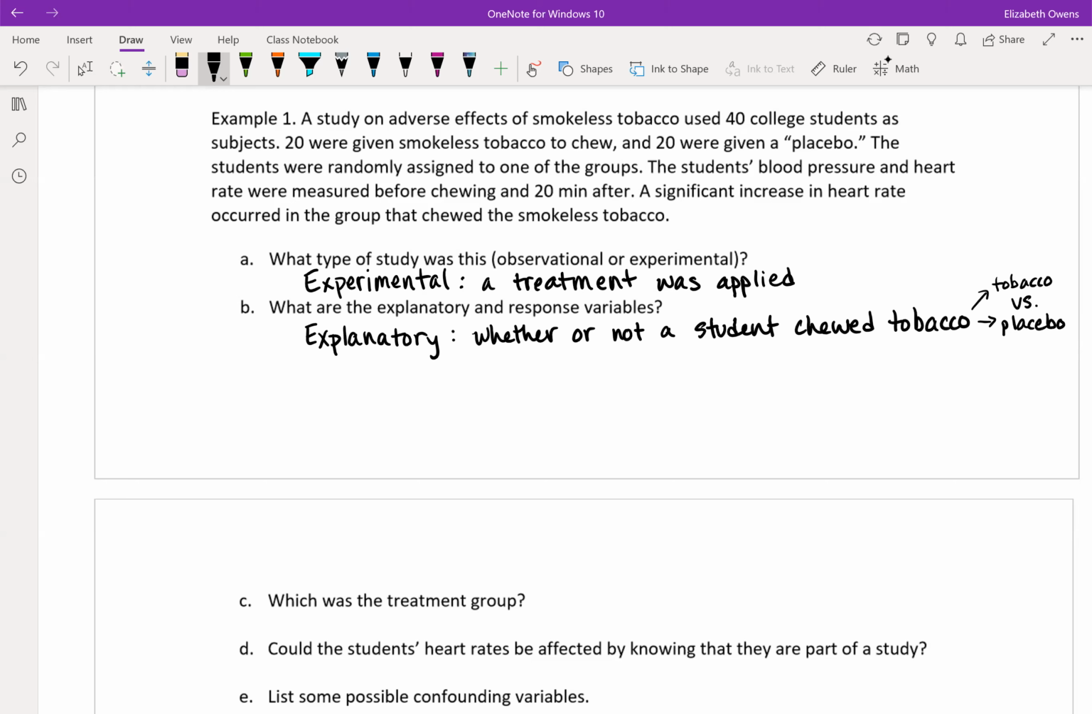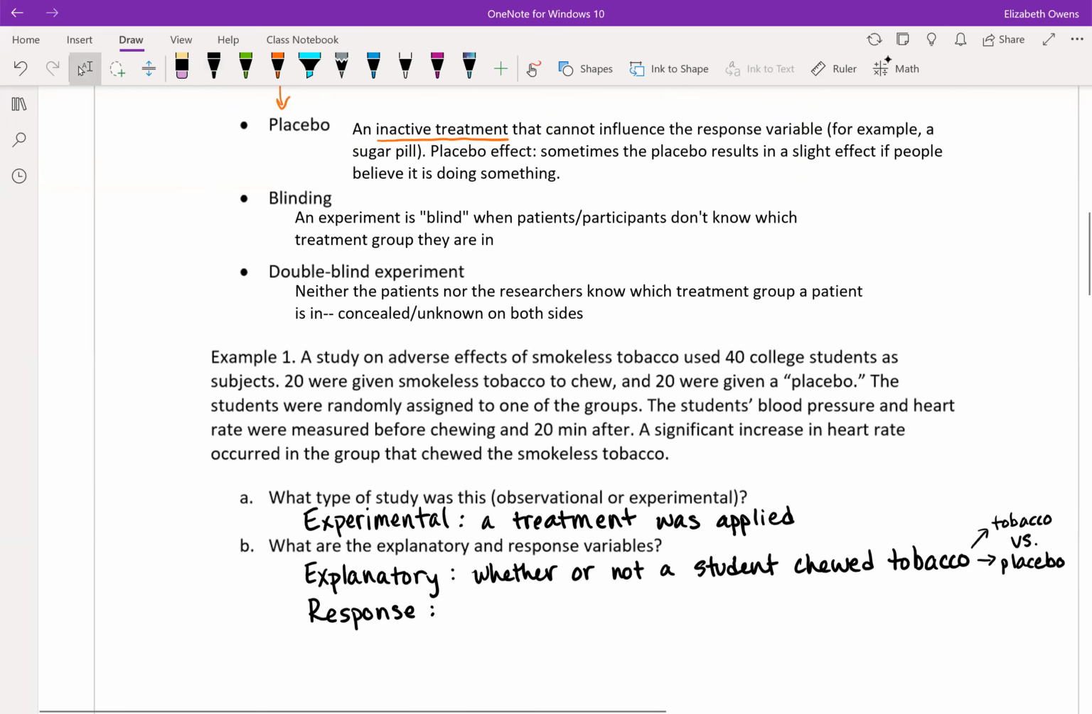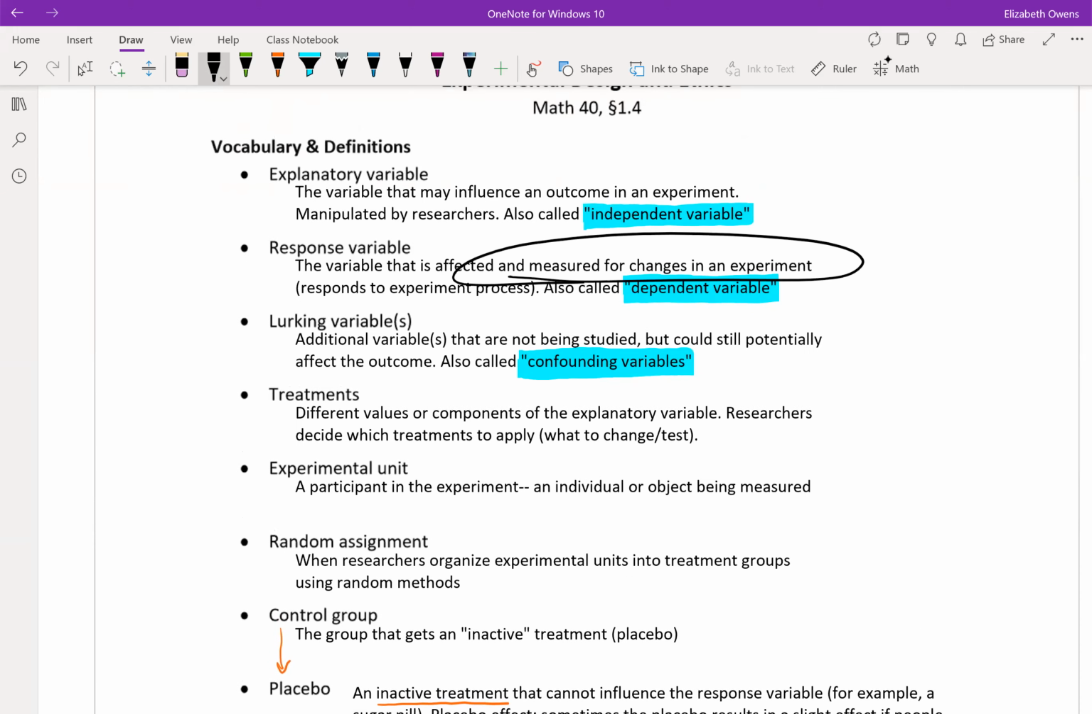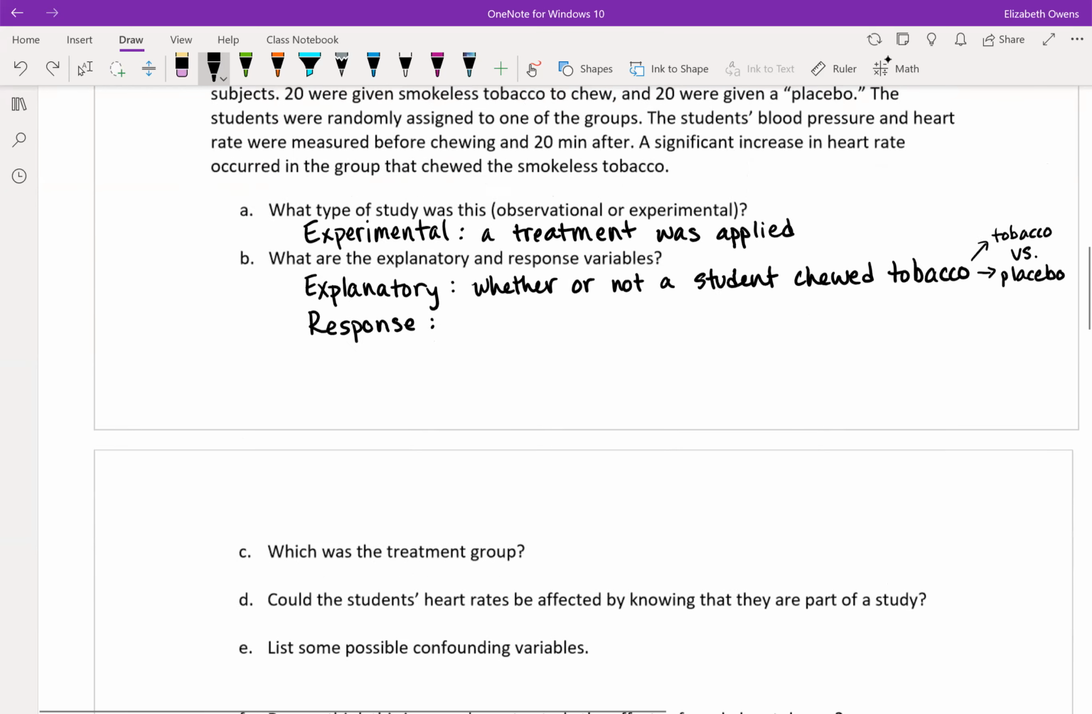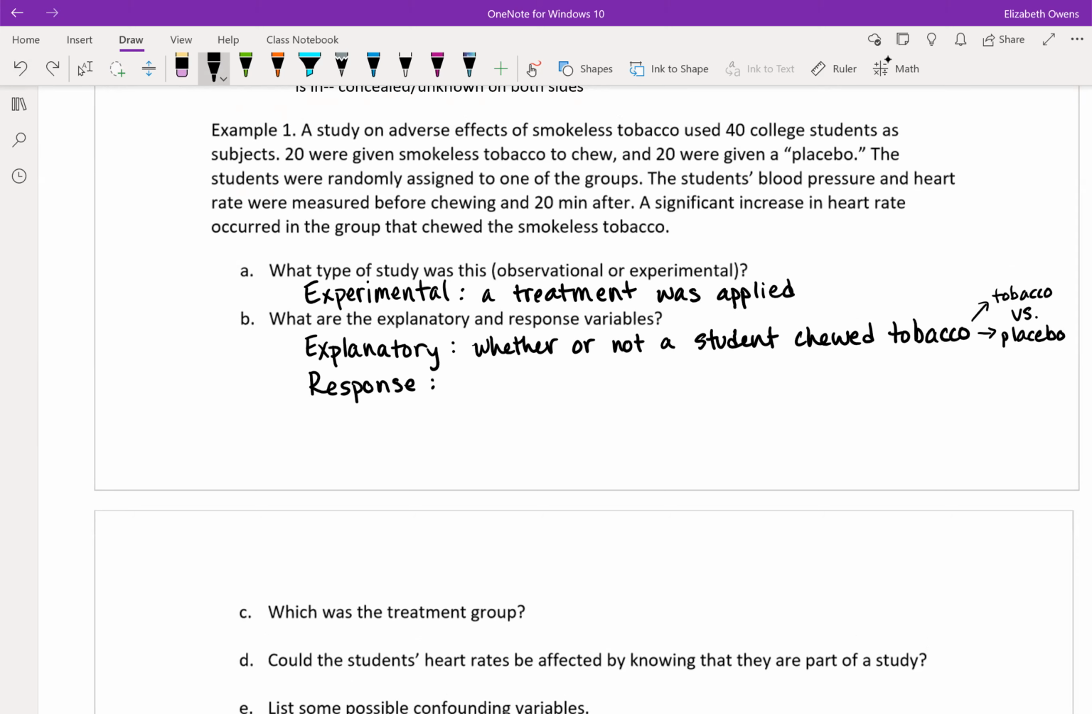Okay, so the answer to that explanatory variable, like did they get tobacco, yes or no, will have an impact on our response variable. That's the outcome, and that's what we're measuring. So remember, response variable is what's measured for changes. So what are we measuring? Blood pressure and heart rate. Okay.